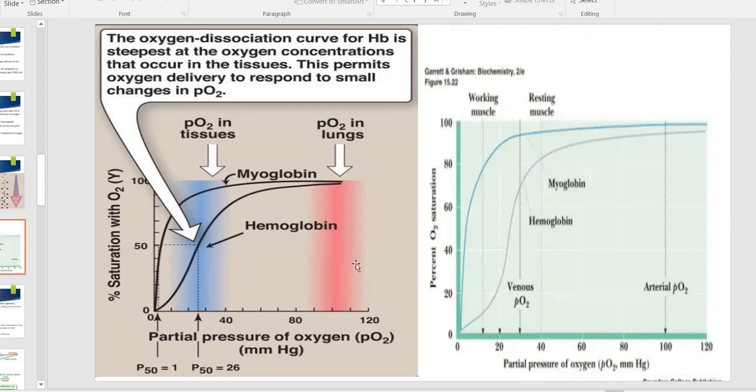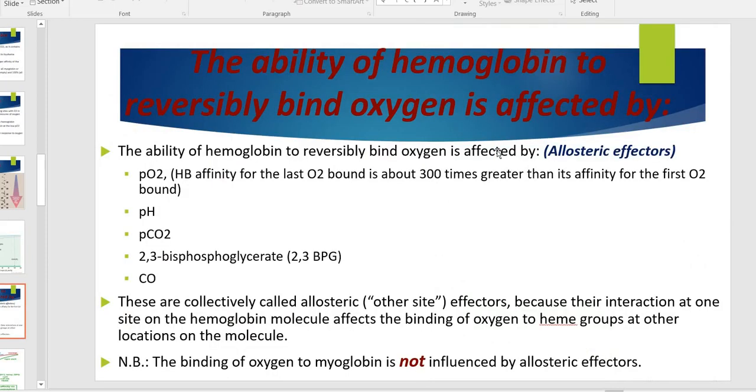This is the difference between oxygen dissociation curve of hemoglobin and myoglobin. Myoglobin is hyperbolic, but hemoglobin is sigmoidal shape. So myoglobin is not affected by oxygen pressure. It has high affinity to bind with oxygen even at very low levels of oxygen. The ability of hemoglobin to reversibly bind with oxygen is affected by allosteric effectors. We said this before, and now we will explain it in details.